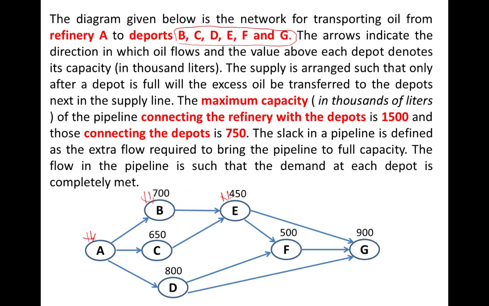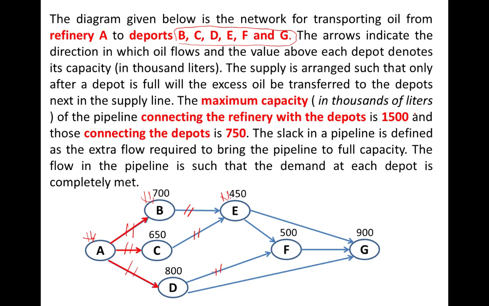And there are two types of pipelines. The pipeline which is connecting from refinery to depot, for example this red line. These pipelines are connecting from refinery to depot, and the rest, the pipelines which connect B and E, or C and E, or D to F, all in blue color, you can see these pipelines are connecting from depot to depot.